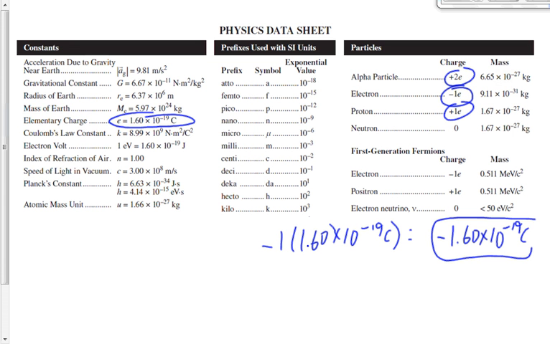And I don't want you coming in June, 2 weeks before our diploma exam, saying, yeah, you know what, I can't find the charge of the electron anywhere on my data sheet. Okay, it's right here and it's right here. You've got to combine those two.